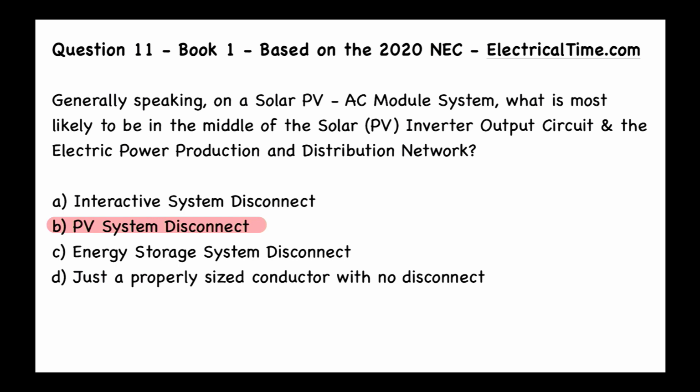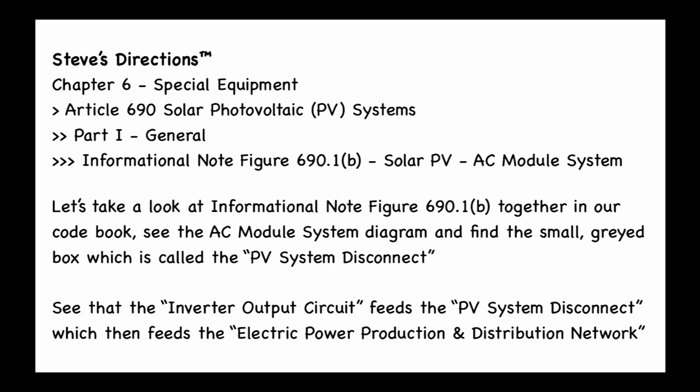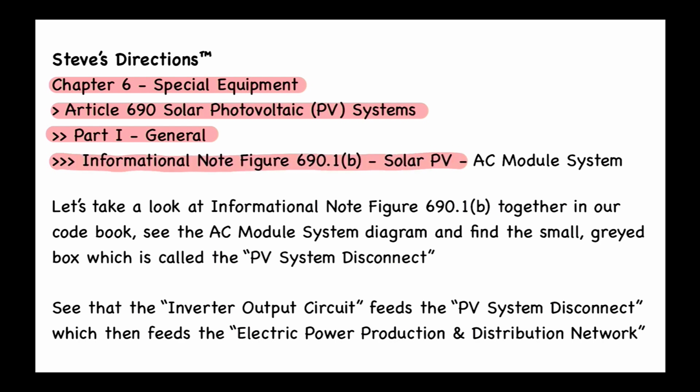The first question that we're going to ask ourselves is, what article are we talking about here? And here is the clue. It's right here. It's solar PV. And that's going to be Article 690, Solar Photovoltaic PV Systems. That's within Chapter 6, Special Equipment. And when we're in 690, we'll look at the parts, and we see Part 1 is general. Then we see this informational note figure, 690.1b solar PV, and within that we have a one-line diagram, and it's called the AC module system.